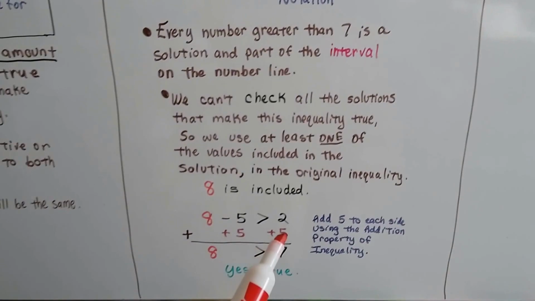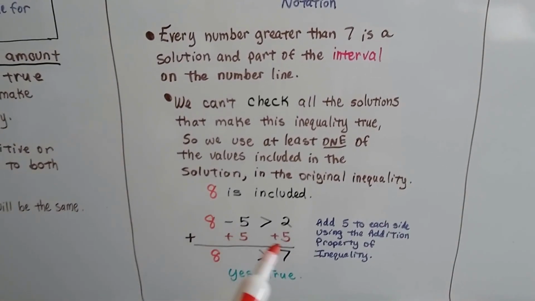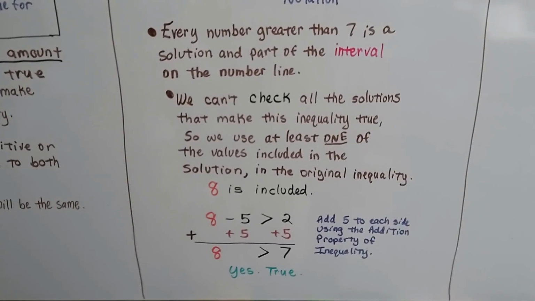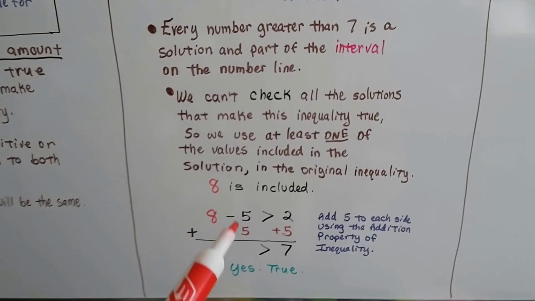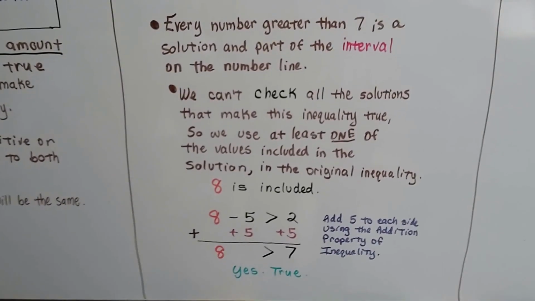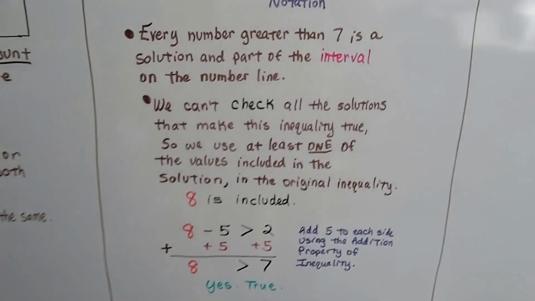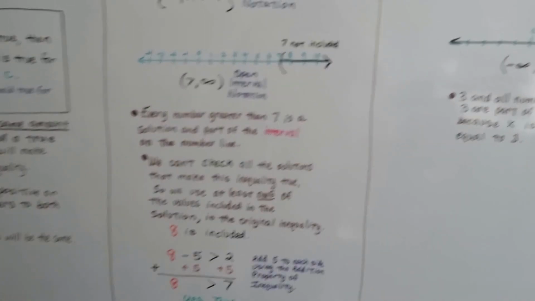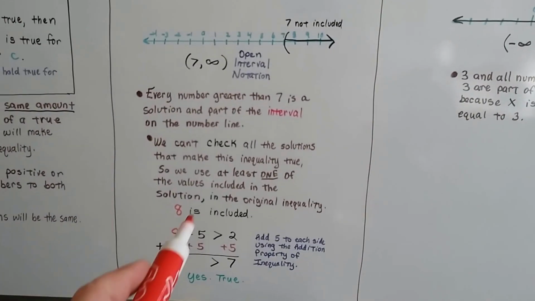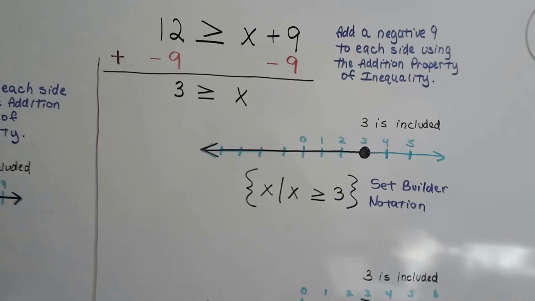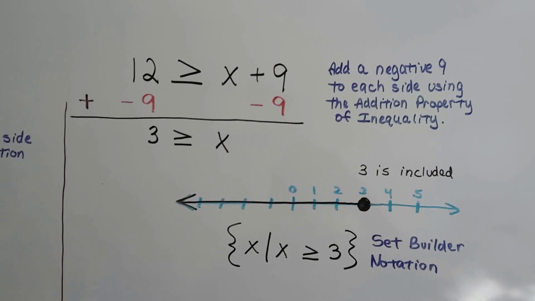And we can add this 5 to both sides using the addition property of inequality, and we create that zero pair right here that eliminates it. And we have 8 is greater than 7, which is true. So we know we did it correctly. All right. So just pull one of the values that are included and substitute it into the original inequality to check it. All right.